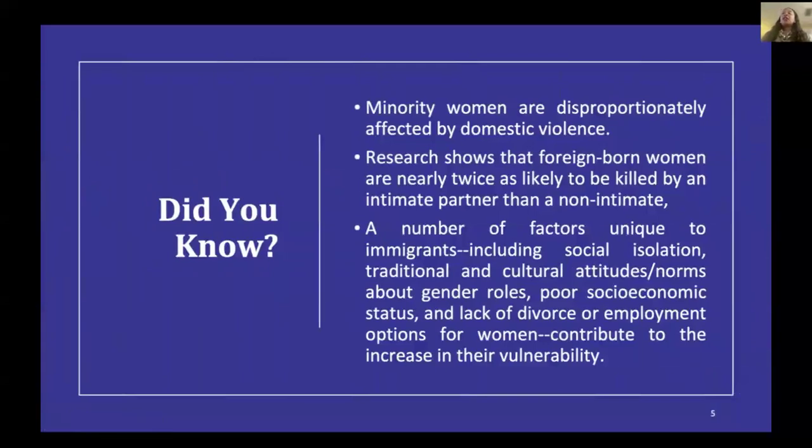Minority women are disproportionately affected by domestic violence. And again, as everyone has said, it's not saying that men are not victims of domestic violence. I actually represent someone right now. He's a male and he has been affected by domestic violence. But one of the things that we have to understand is that foreign-born women are also nearly twice as likely to be killed by an intimate partner than a non-intimate partner. A number of those factors that are unique to immigrants include social isolation, traditional and cultural attitudes and norms about gender roles, poor socioeconomic status, and just simply a lack of divorce or employment or way to get out. And that simply makes them more vulnerable to domestic violence.